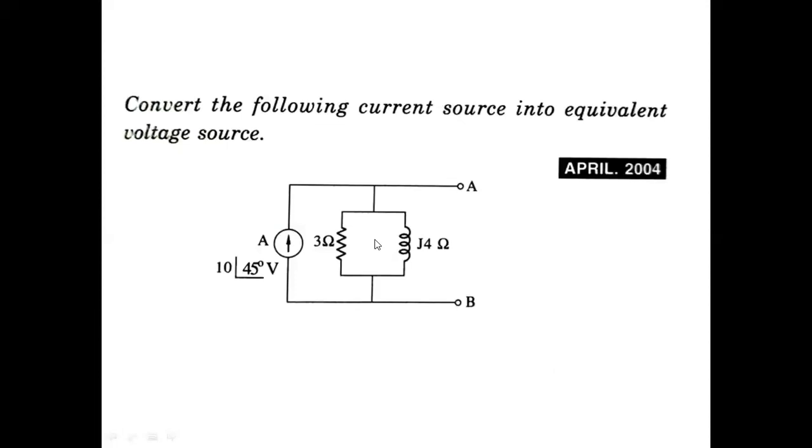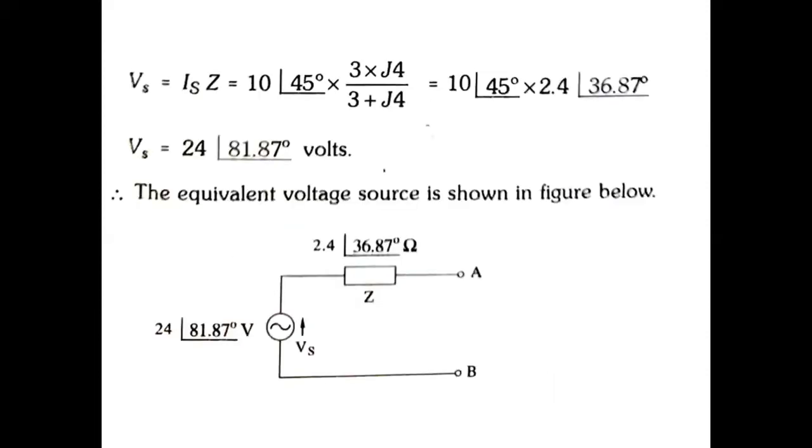Let's convert the following current source into equivalent voltage source. So this is IS into Z. Z is 3 ohms in parallel with J4. So 3 into J4 by 3 plus J4. IS is this and this is Z. By simplifying you will get 24 at an angle 1.87 degrees. So this is the VS value, in series with the equivalent impedance, 2.4 at an angle 36.87 degrees.